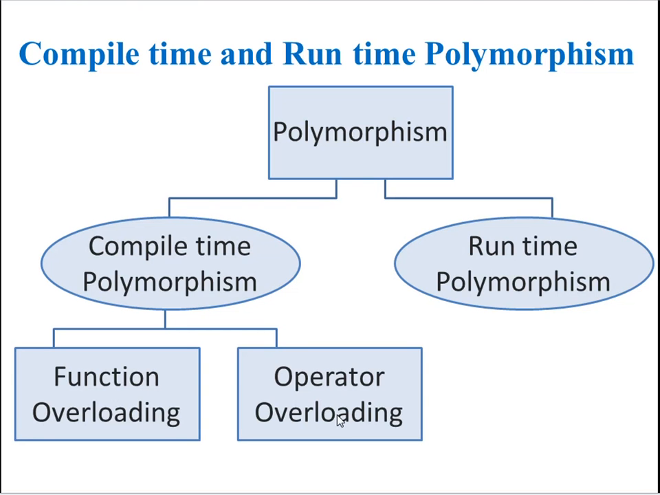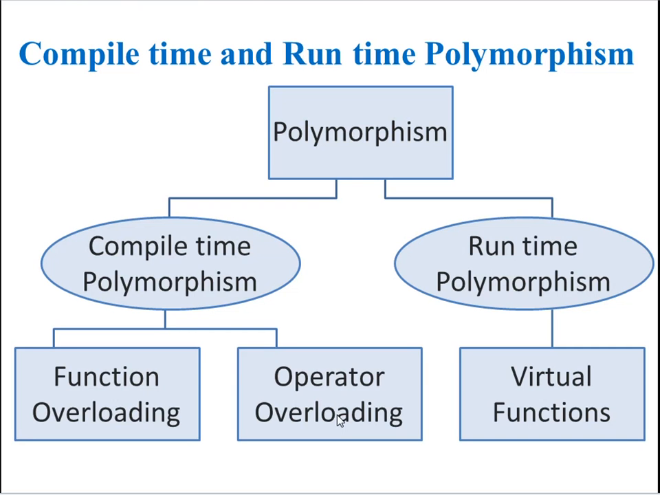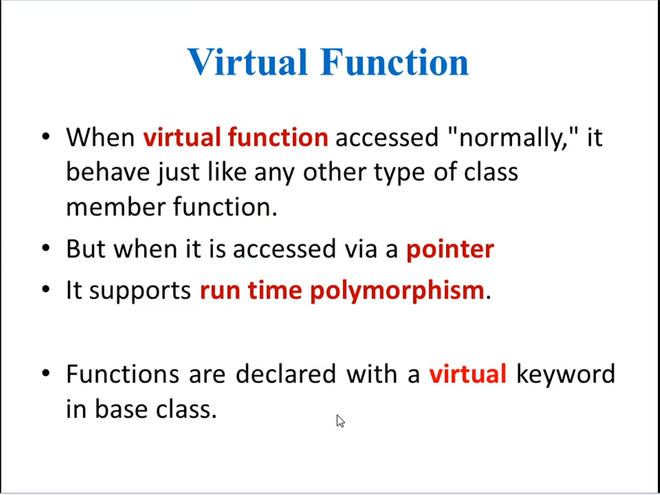Compile time polymorphism happens through function overloading and operator overloading, and runtime polymorphism happens through the virtual function. Compile time polymorphism is also called early binding, or static binding. But runtime polymorphism is also called late binding or dynamic binding. Now we are going to see the details of the virtual function.